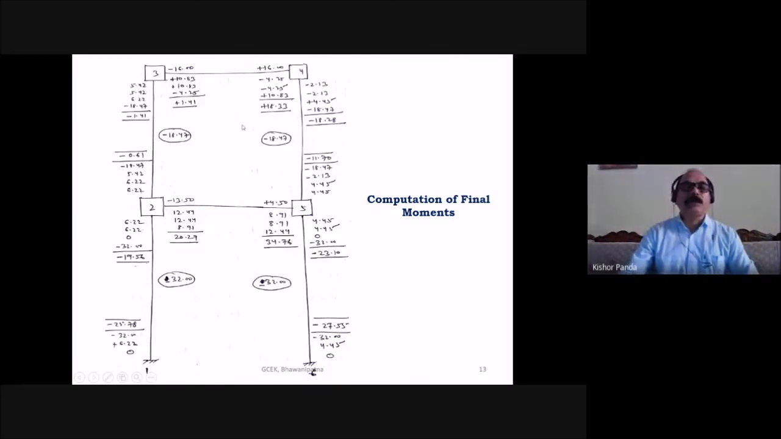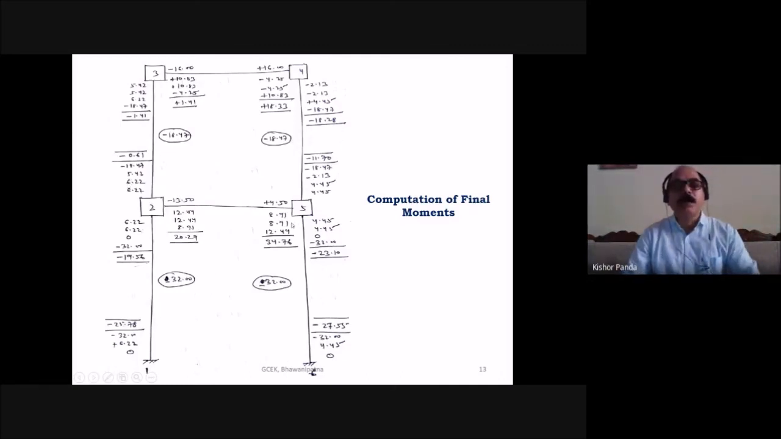After getting the final moments, you have to give the direction of the moment. Because you got a negative here, this means anti-clockwise. This one you got positive, so this is clockwise. This one is anti-clockwise. And here you got positive, clockwise. This you got negative, anti-clockwise. This is the direction.